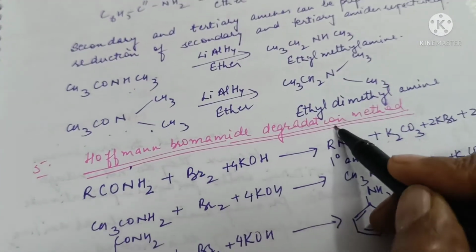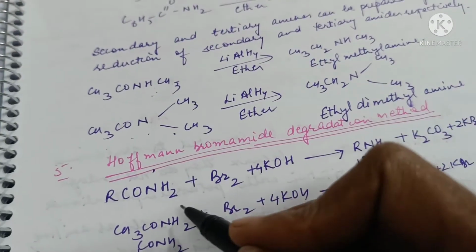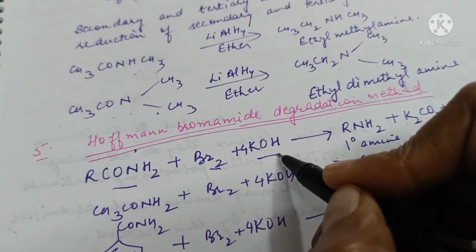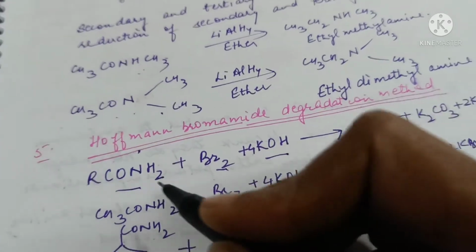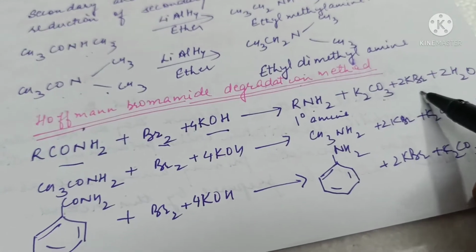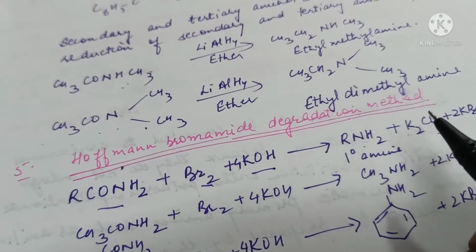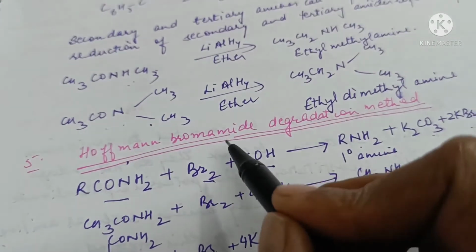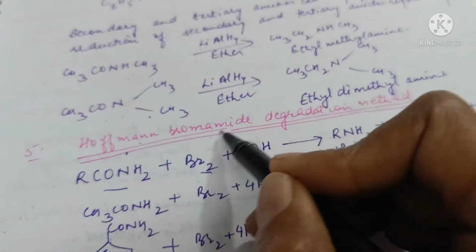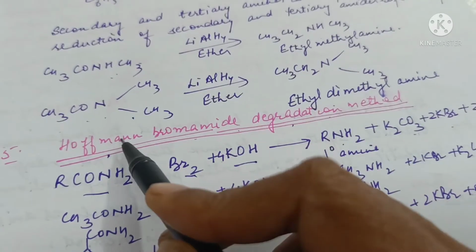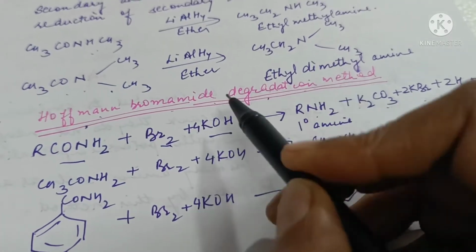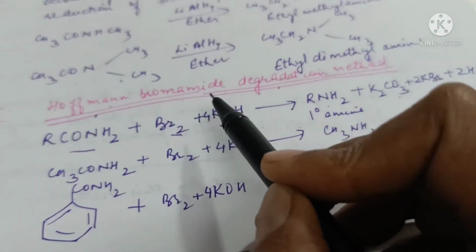Hoffman bromamide degradation reaction. So when an amide is reacted with bromine in presence of alcoholic KOH, the amine with one carbon atom less is produced along with potassium carbonate, KBr and water. A very interesting way of learning the reactants in the process is, instead of Hoffman bromamide degradation, keep it in your mind, Hoffman bromamide degradation method. It tells a lot of information about the reaction.